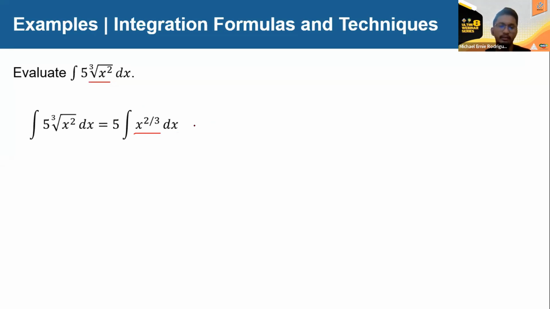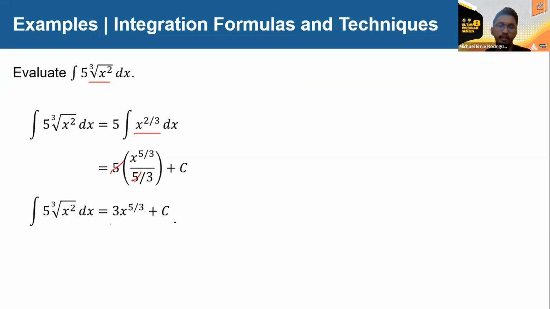Okay, power formula ulit. So, integrating that, we have 5 times, okay, we add 1 to 2/3. So, 2/3 plus 1, that is 5/3. So, we have x raised to 5/3 over 5/3 plus c. And then, we can cancel 5, okay? And then, yung 3, aangat yan. So we now have 3x raised to 5/3 plus c. So ito yung integral ng 5 cube root of x squared dx.